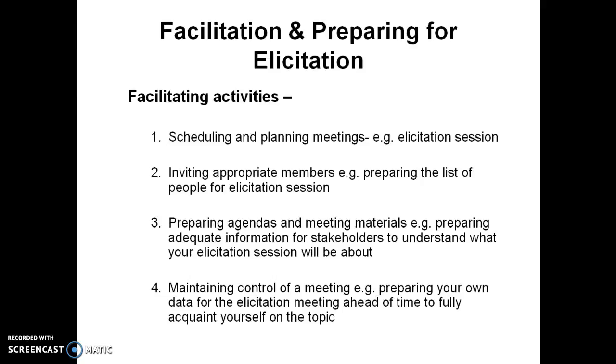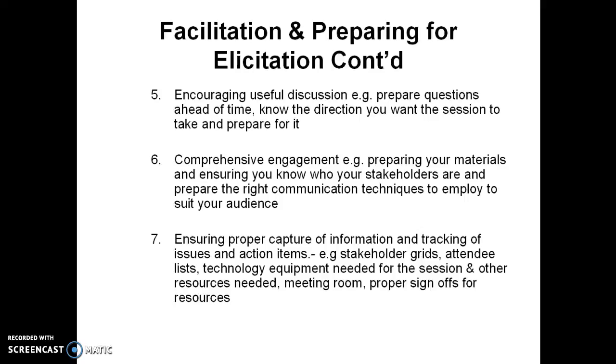3. Preparing agendas and meeting materials. Example, preparing adequate information for stakeholders to understand what your elicitation session will be about. 4. Maintaining control of a meeting. Example, preparing your own data for the elicitation meeting ahead of time to fully acquaint yourself with the topic. 5. Encouraging useful discussion. Example, prepare questions ahead of time, know the direction you want the session to take, and prepare for it. 6. Comprehensive engagement.